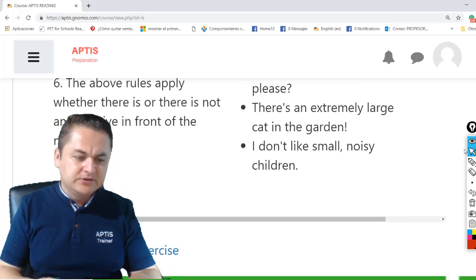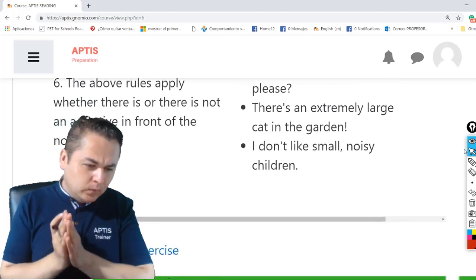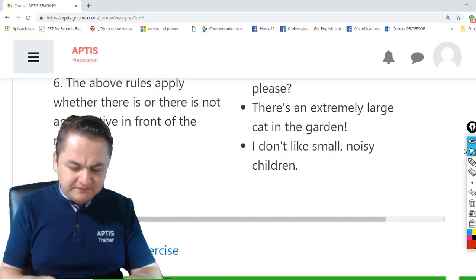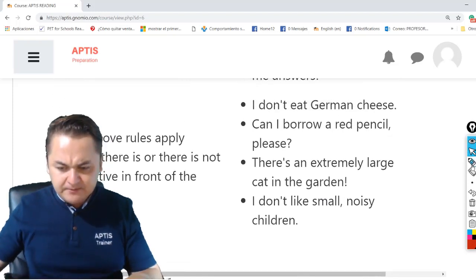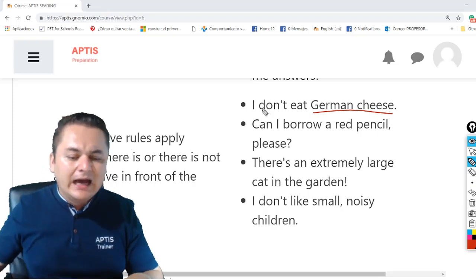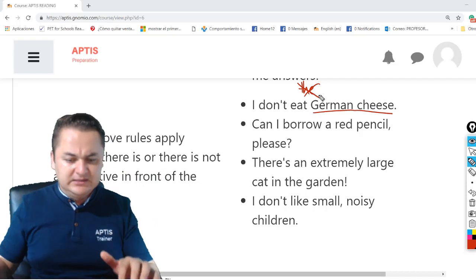So, the above rules apply. I'm going to read it here so you can also read. The above rules apply when there is or there is not an adjective in front of the noun. So, let's think about this one here. I don't eat German cheese. We don't say, I don't need the German cheese. It is still a common concept.